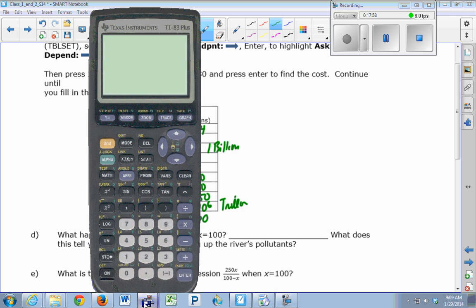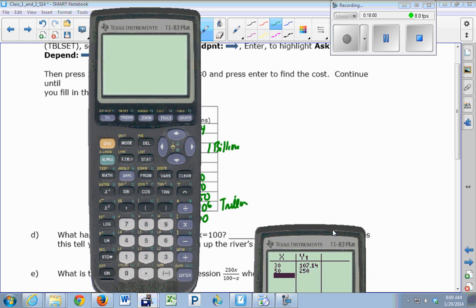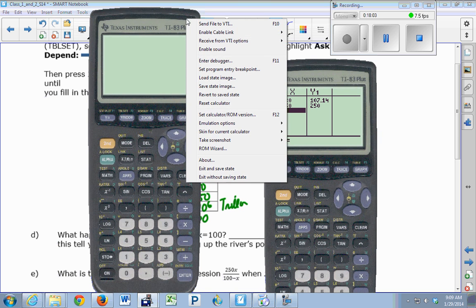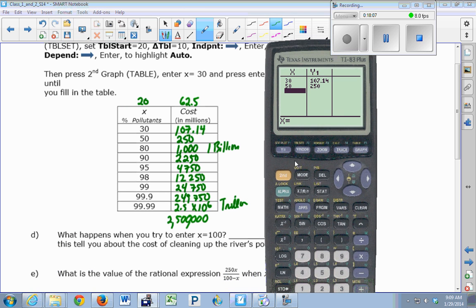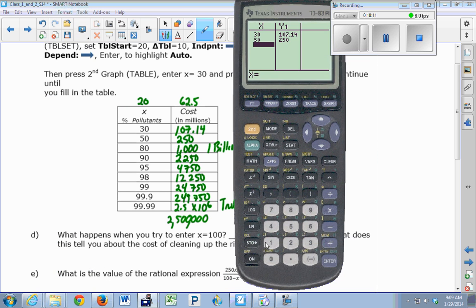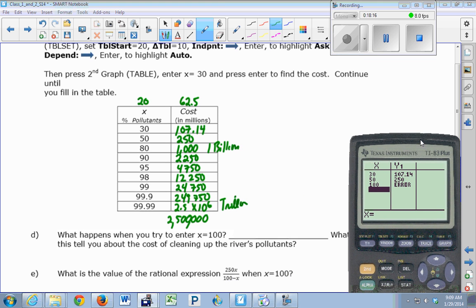So I got two calculators here. Which one did I use? Here we go. Just throw it down there for now. So let's put in 100. Error. So it can't even calculate a cost. It's just gone like out of sight. Okay. So this tells you that it's pretty much impossible to get 100% of the river's pollutants out.